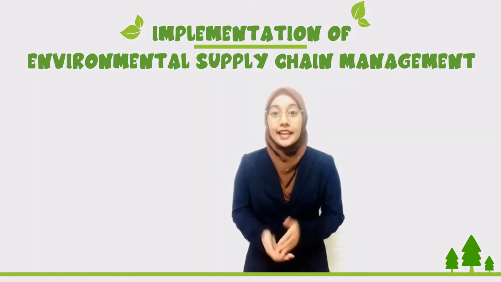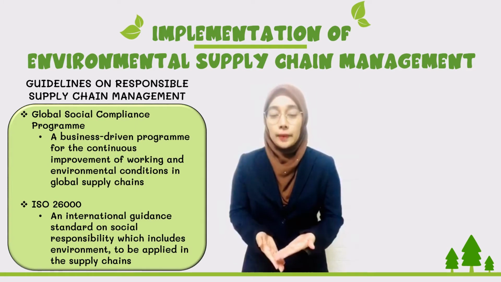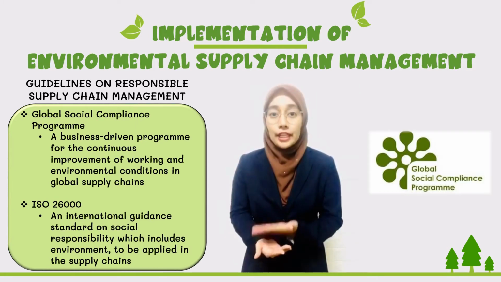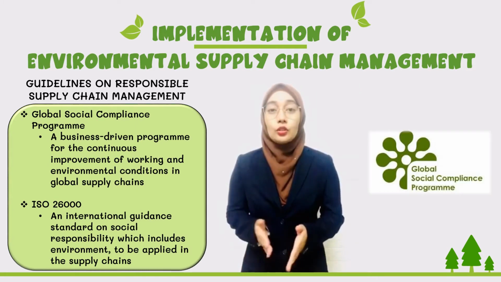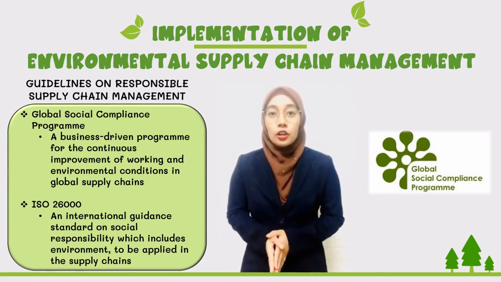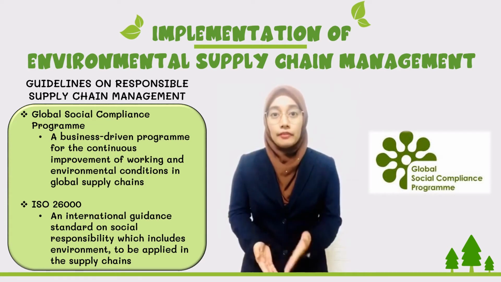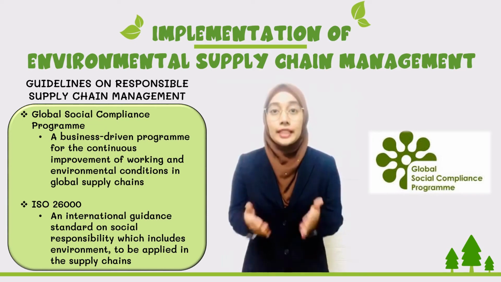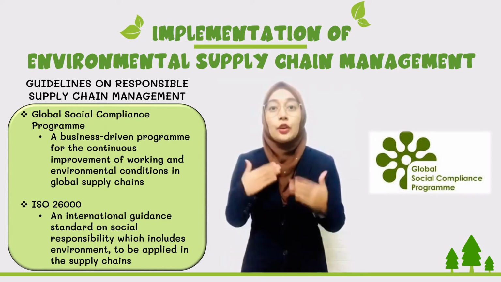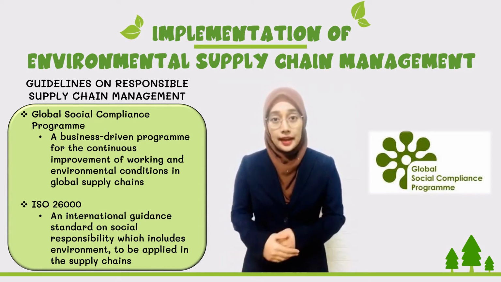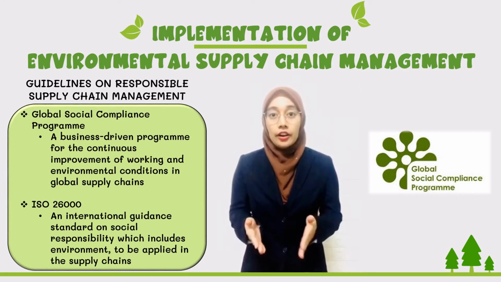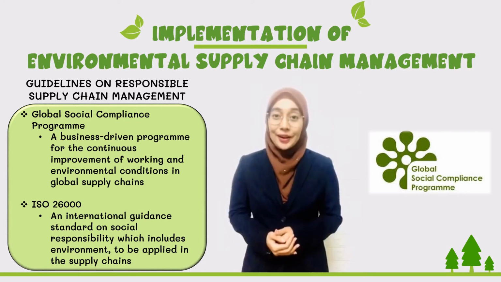Other than that, guidelines on responsible supply chain management like the Global Social Compliance Program and ISO 26000 are used. The Global Social Compliance Program acts as a platform for the exchange of knowledge and practices to provide comparability and transparency of the existing system, as well as to keep awareness of applicable legal requirements.